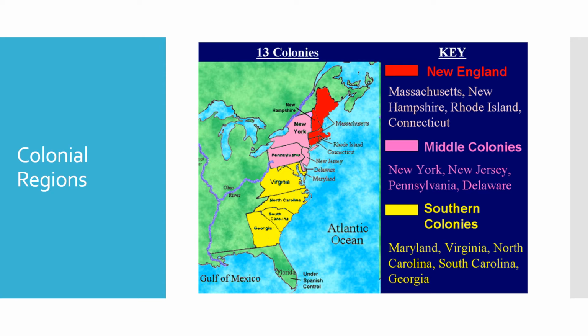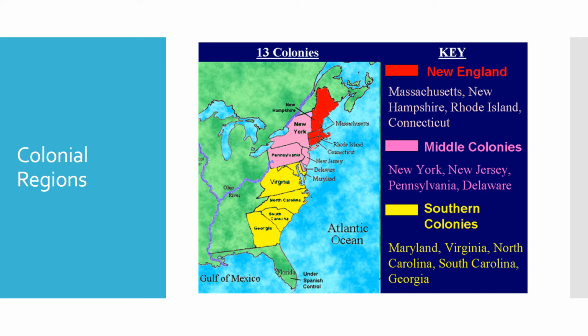Then we have in the pink what are known as the middle colonies. The middle colonies are New York, New Jersey, Pennsylvania, and Delaware. They are really the most diverse group of colonies out of all three groups. And we'll talk about why they were so diverse in a minute.